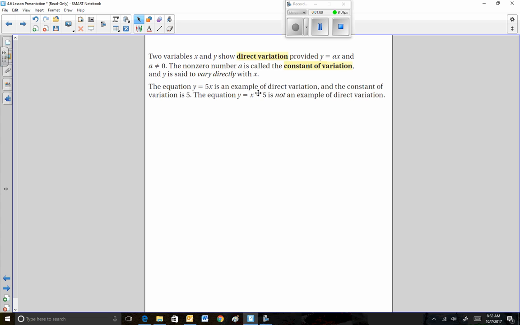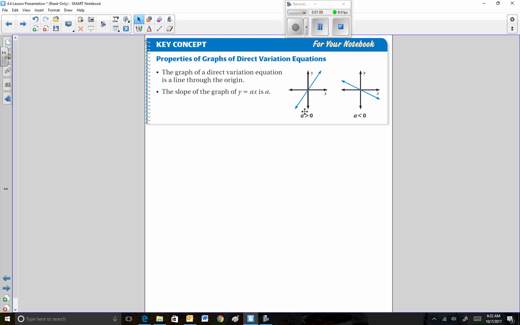If you notice it says something over here to the right of the x, that means it is not direct variation. So let's take a look. This is what a graph would look like for direct variation. When a is positive, or a number bigger than 0, it's going to go uphill. If a is a negative number, the slope is negative, less than 0, and it's going to go downhill.